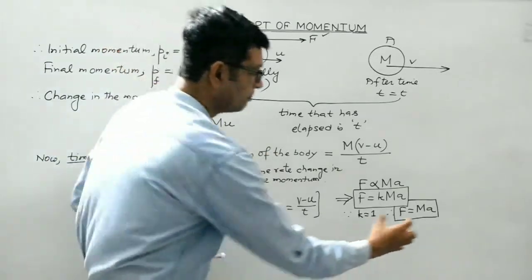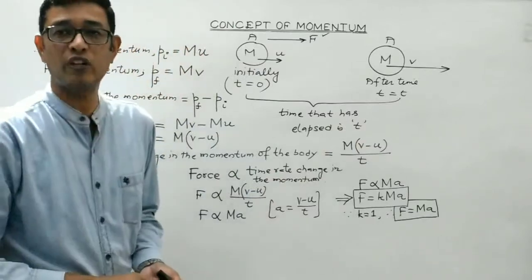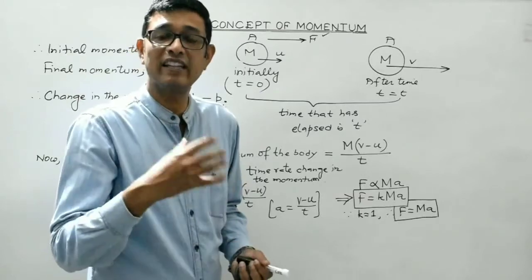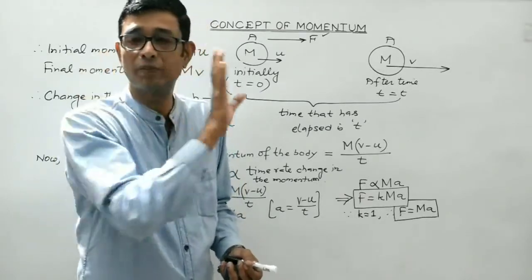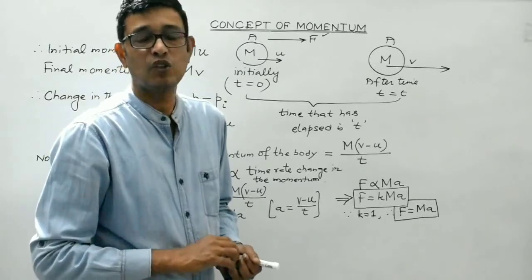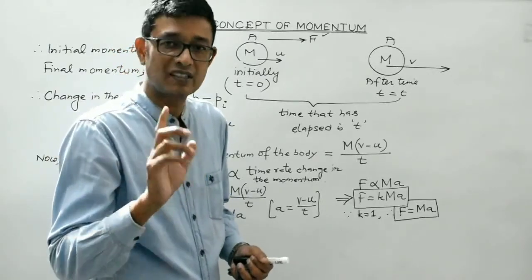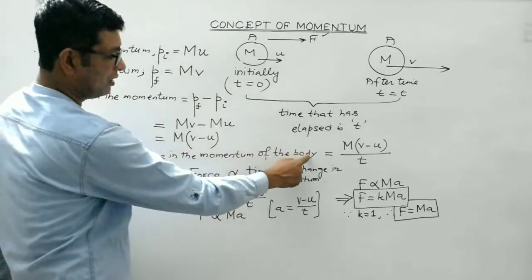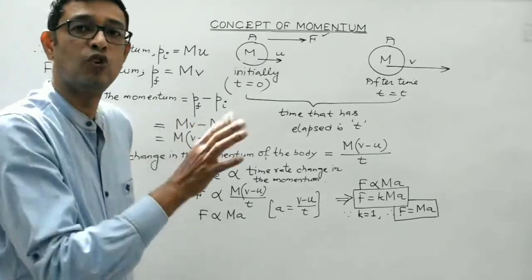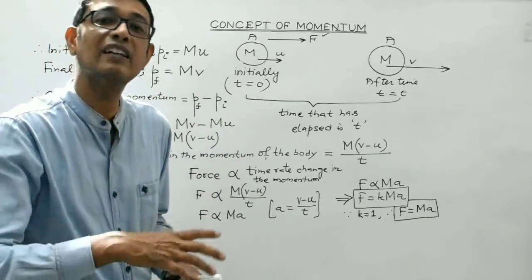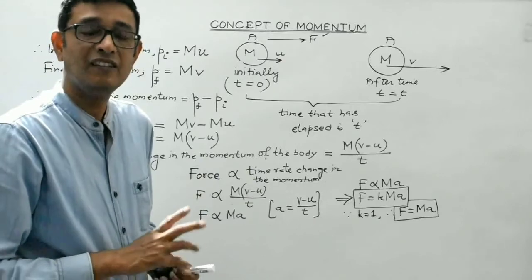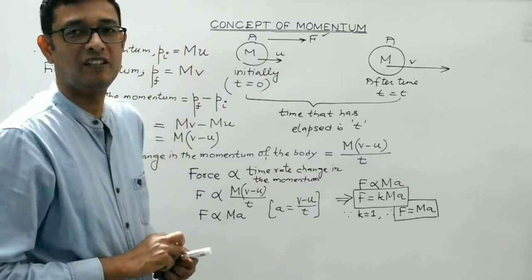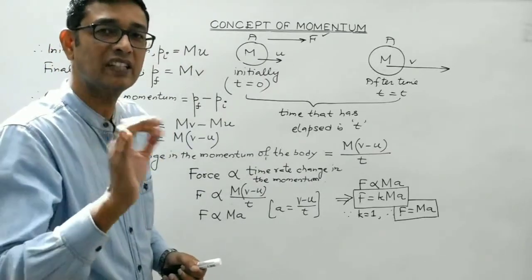Right, students? Before we discuss this thing, F equals ma, let me repeat the statement of Newton's second law. Newton's second law concerns the concept of momentum. According to Newton's second law of motion, the time rate change in the momentum of a body is directly proportional to the force applied. Which force? The external unbalanced force applied. And the change in the momentum of the body takes place along the direction of the force applied. So that's the perfect statement of Newton's second law.